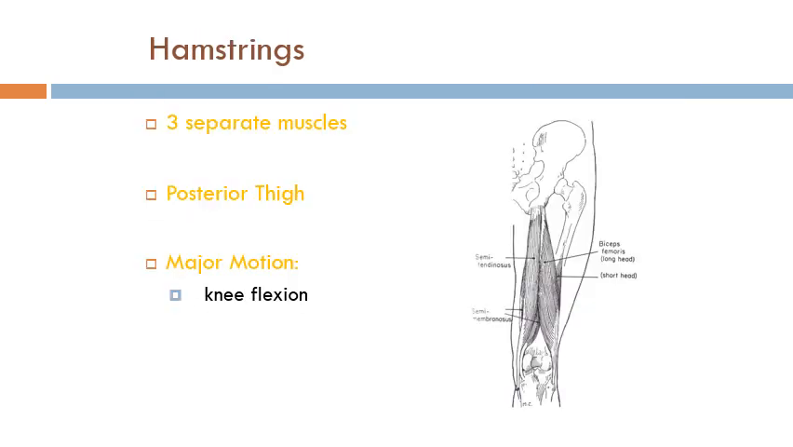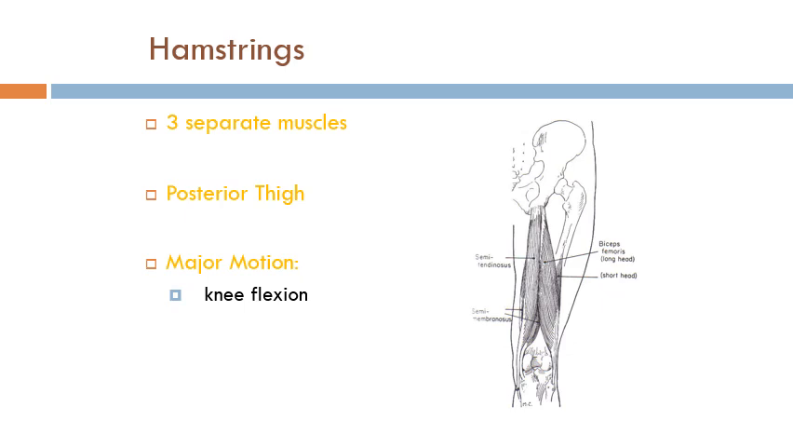Okay, the hamstrings. So again, another big group of muscles. Now we're moving to the posterior aspect of the thigh. The hamstrings are three separate muscles. One of those muscles has two different heads, so that's important to know. And the major motion at the knee is knee flexion.